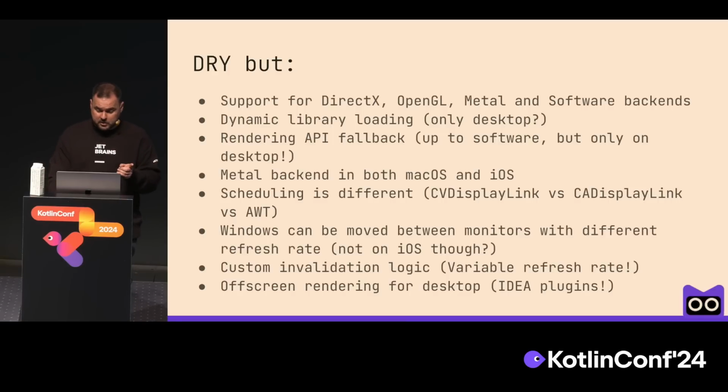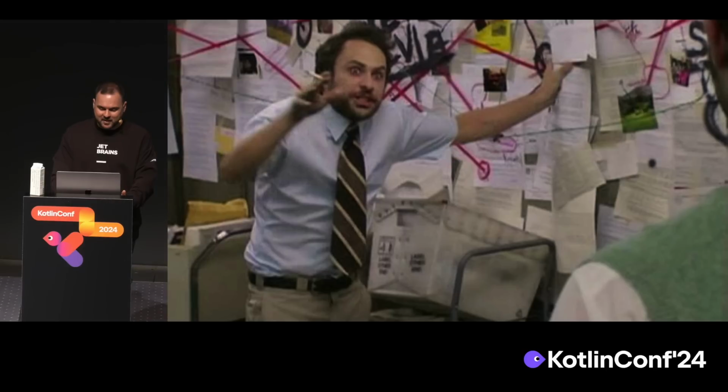And there is also custom validation logic, because of variable refresh rate, we need some hacks for iOS. And also we have off-screen rendering for desktop. We can write IDEA plugins in Compose, wow. So if someone would ask, can you please describe the call tree and state graph for Compose Multiplatform rendering? I would say, oh, sit down, I've got a story to tell.